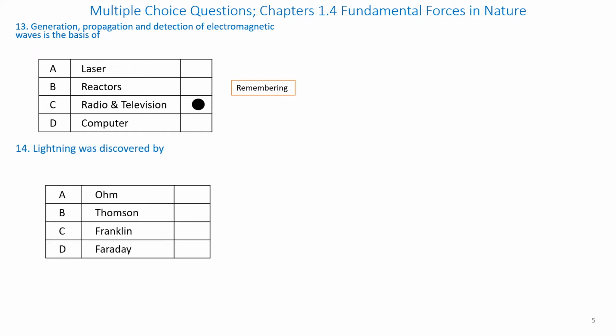Next question. Lightning was discovered by A. Ohm, B. Thomson, choice C. Franklin, and choice D is Faraday. You have to remember who discovered lightning, and it was discovered by Franklin. That is choice C. You mark it.